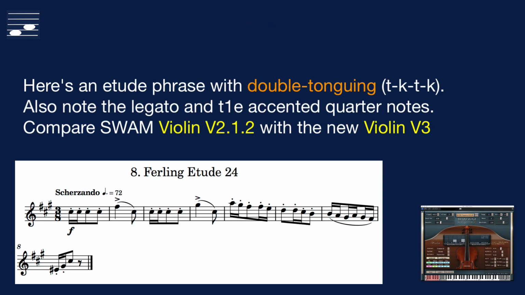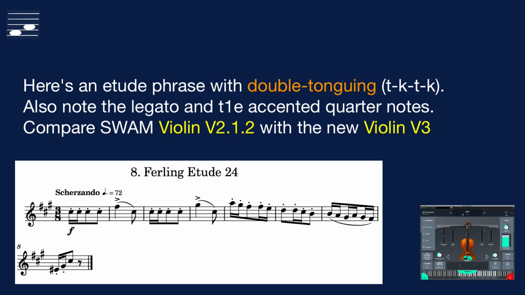Here's an etude with double tonguing patterns. These are juxtaposed with legato patterns and quarter notes with accents. The new violin does significantly better, except for the descending staccato scale.